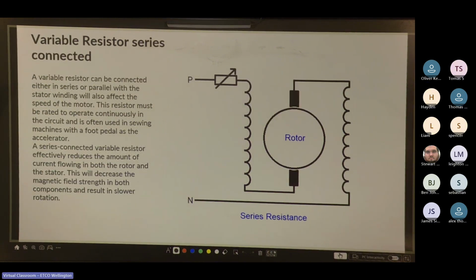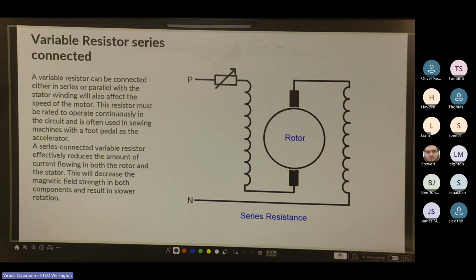Cool. And then you've got variable resistor connected in series. So basically, you're using the resistor to reduce the current flow. So yeah. The variable resistor connected either in series or parallel with the stator winding. It'll affect the speed of the motor. The resistor must be graded to operate continuously in the circuit.